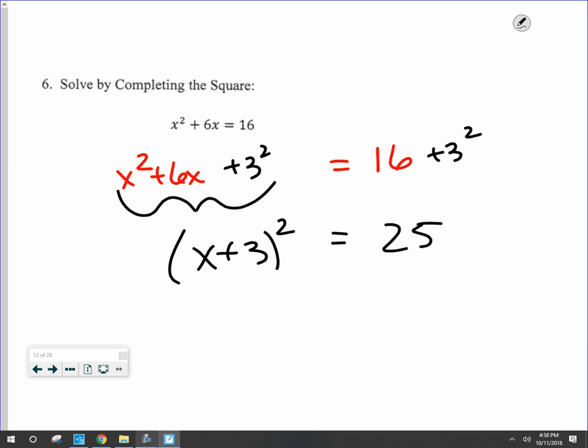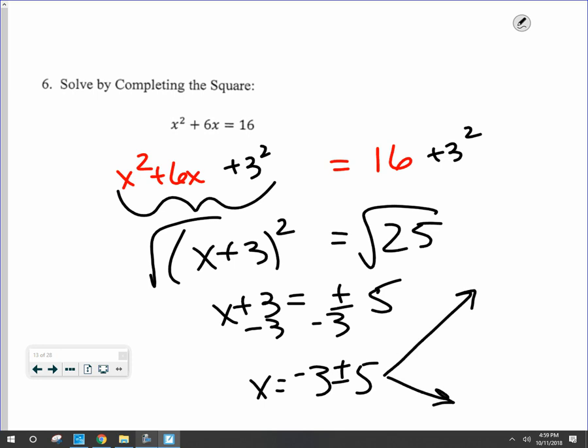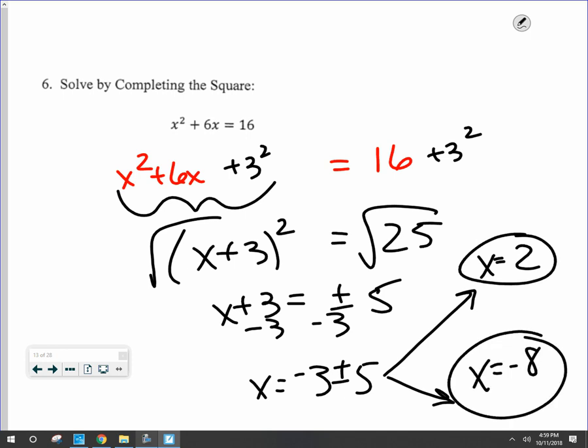Now, if you go back to number 3 and you looked at that one, you would see that this is what we would solve by square root property. Take the square root of both sides, subtract 3. So I have negative 3 plus or minus 5. Now, because that ends up being rational, split that into two answers. So negative 3 plus 5 and negative 3 minus 5.